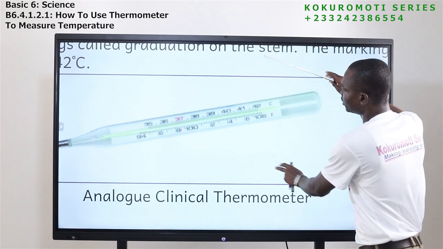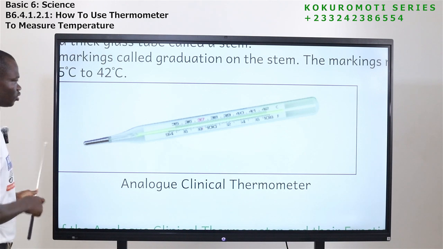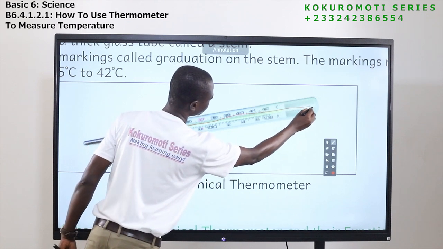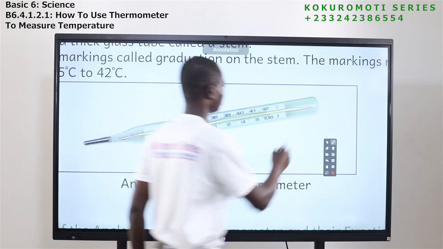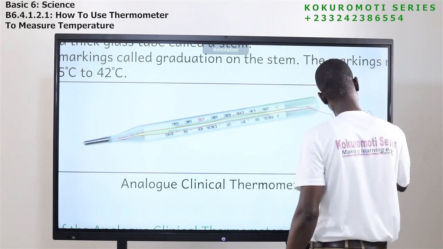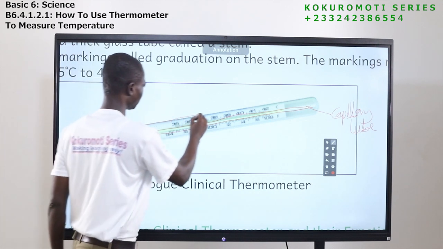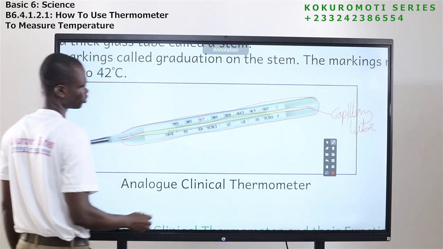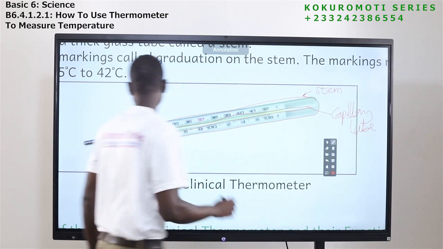Let me indicate it for you to see. So here, what we have inside here, you see this tube. This is the capillary tube. And then we have the stem. The stem is the big one here. So you see the capillary tube is inside the stem. This is what we call the stem. This is the bulb.